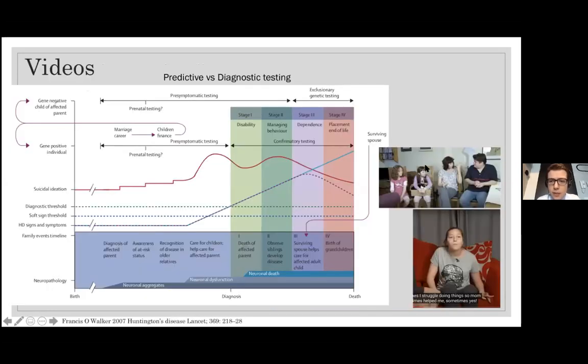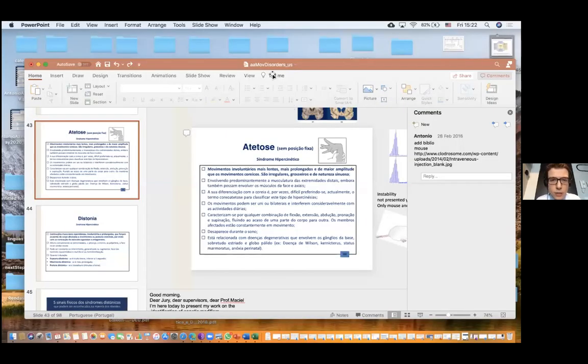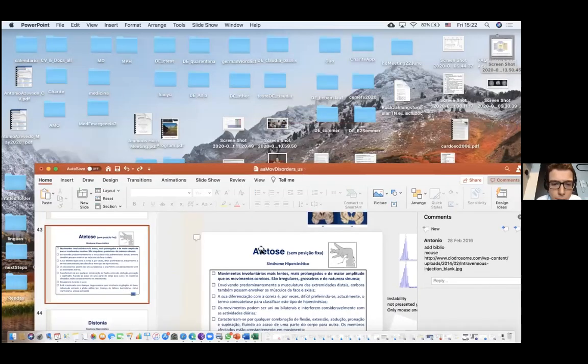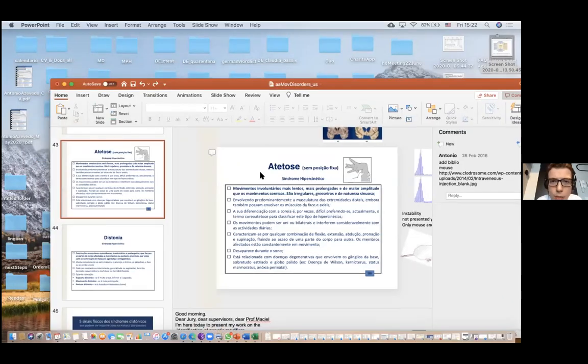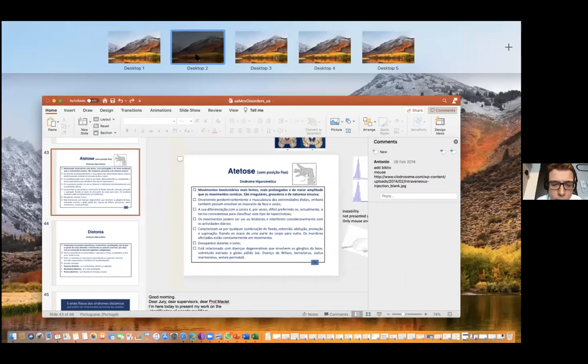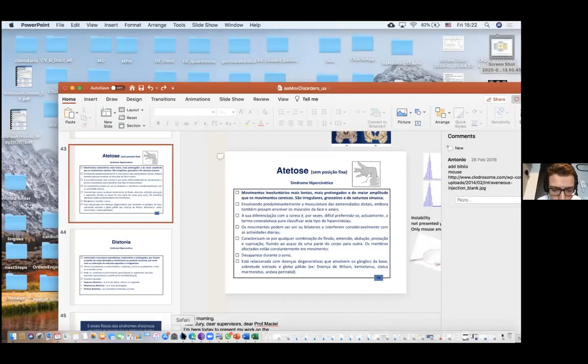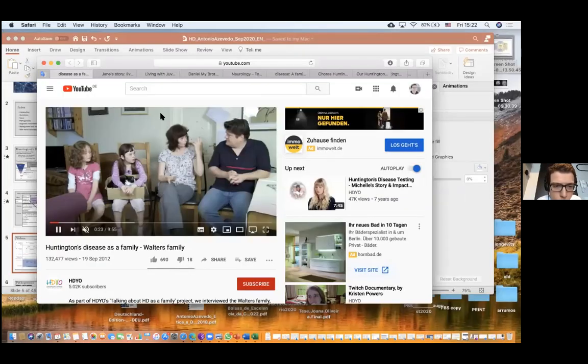Okay, but let's now look a bit at what the patients look like. Okay, trying to find, just 1 second. Okay, can you see it? Yeah.